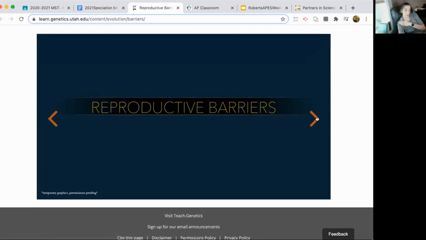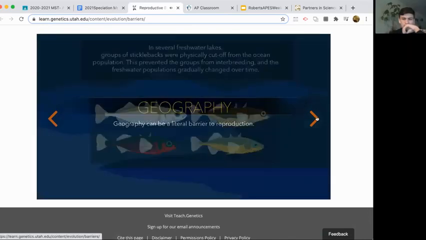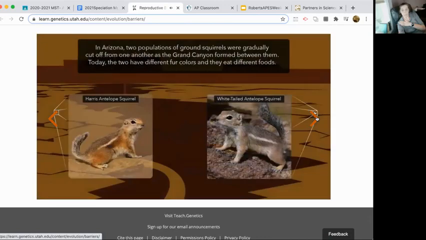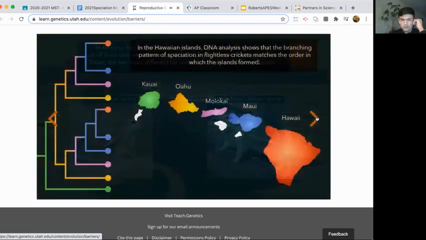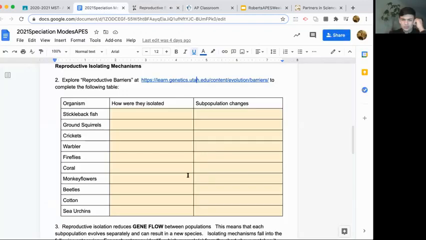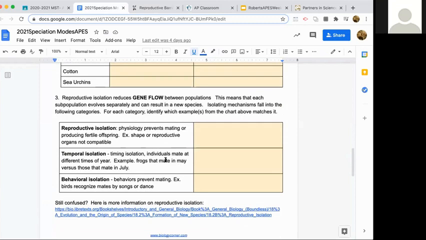This is the link that will talk you through all the examples. Geography in several freshwater lakes, then specific examples: in Arizona, two species; populations of ground squirrels gradually cut off from each other; the Hawaiian islands. It's going to go through all these different ways that species become isolated, besides just geography.